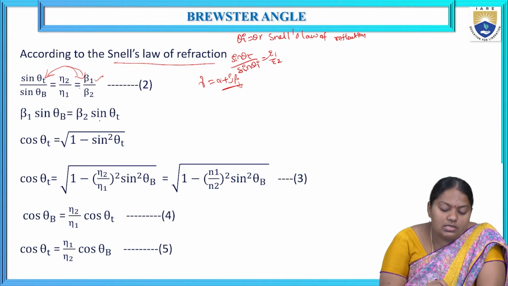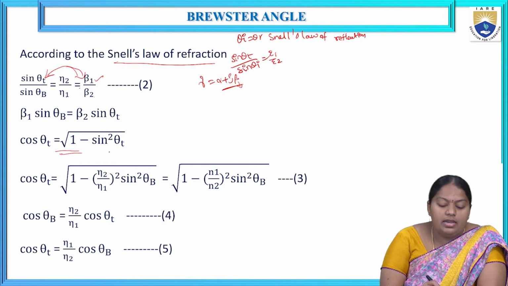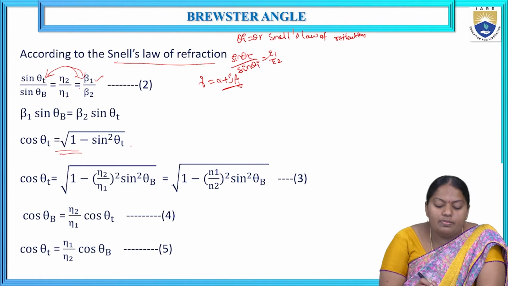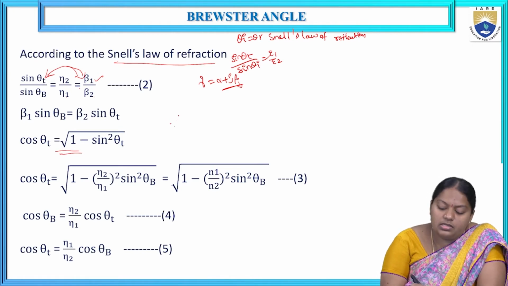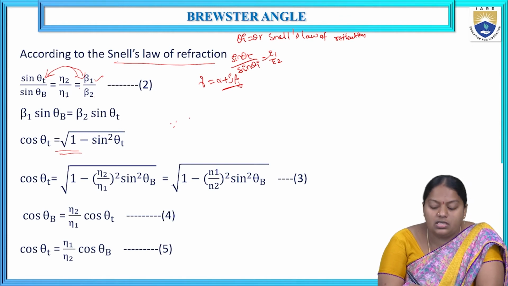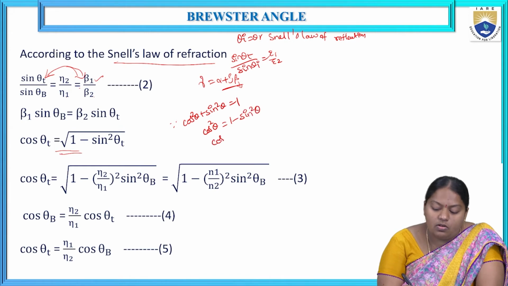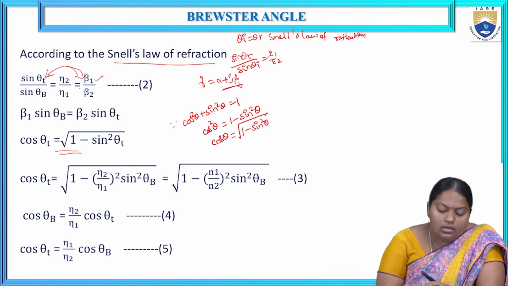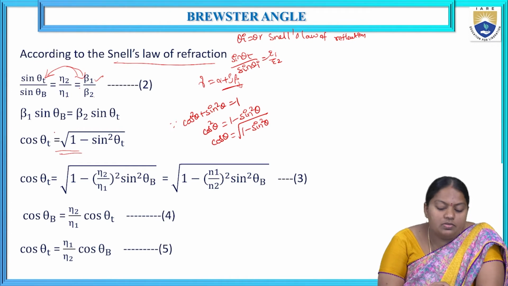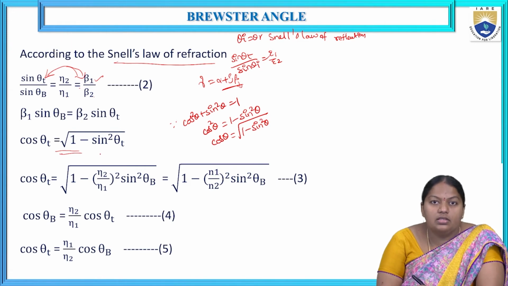So next, cos theta t. In general we know the formula for cos theta t in terms of sine is given by root over 1 minus sine square theta t. Generally it is represented according to the fundamental trigonometric equation cos square theta plus sine square theta equal to 1. Now from this, cos square theta equal to 1 minus sine square theta can be written. So cos theta t equal to root over 1 minus sine square theta. In terms of transmitted waves, we are representing it with cos theta t equal to root over 1 minus sine square theta t.